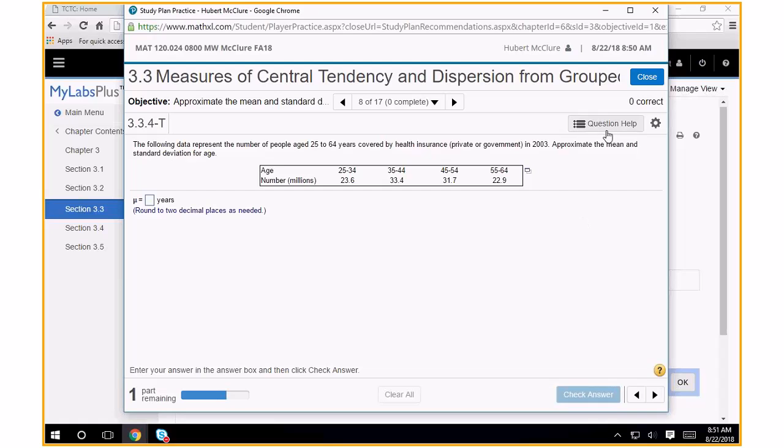If you'll look right here, it says question help. How many of you have used MyLab Plus before? Raise your hand. Okay, so that's what I'm showing you. Look here: Help me solve this. There's two types of tutors when you go to a tutoring lab.